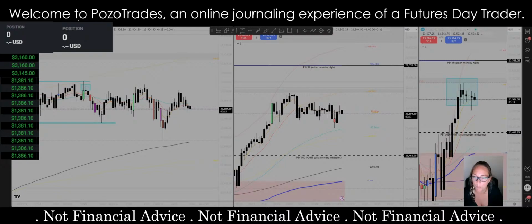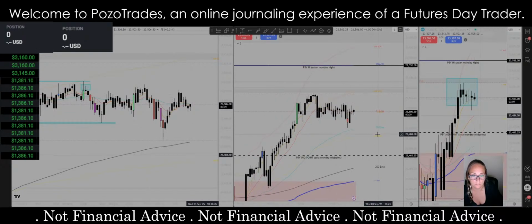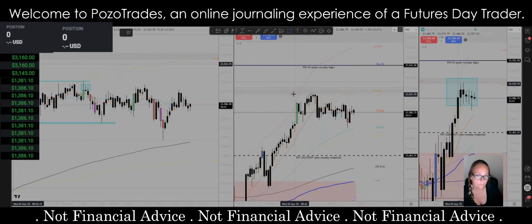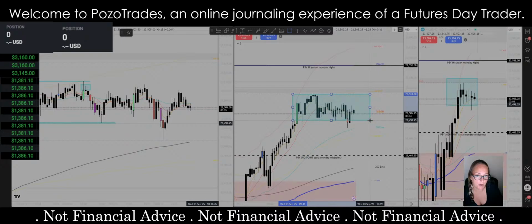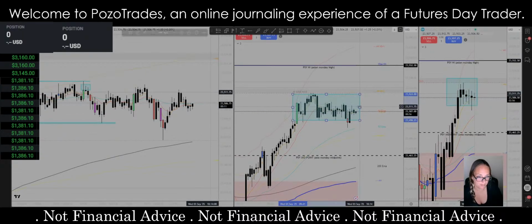Let's see if we can get one more push down. Yeah, we basically had a box that we were working, push down below the box with a vector, and then shift up. Let's see if it actually holds that box, though. I don't know.